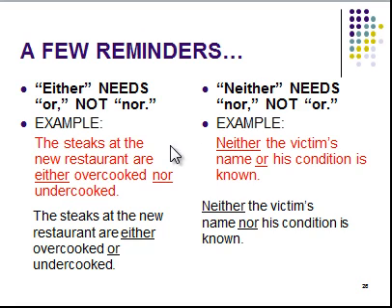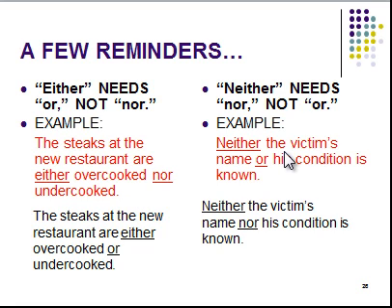This is just a quick reminder for you all: when you use "either," you use "or," not "nor," and the other way around. If you use "neither," you should use "nor" and not "or." These are examples below. The steaks at the new restaurant are either overcooked nor... "nor" here is wrong, it has to be "or."